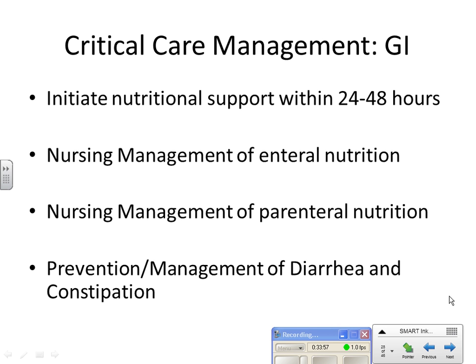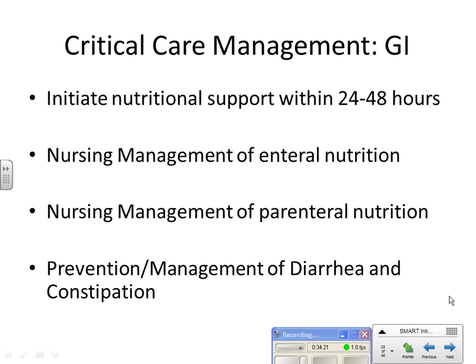Now, why do patients that are in the ICU have profuse diarrhea? What can be some of the causes? The antibiotic treatments, a very common cause. Tube feedings can cause diarrhea. And sepsis can cause diarrhea. The whole septic process can cause that.